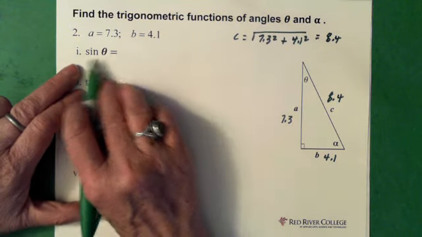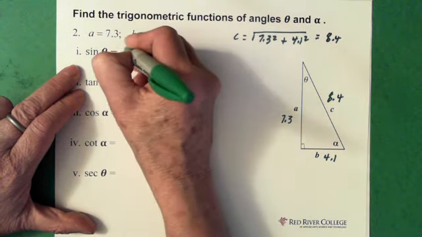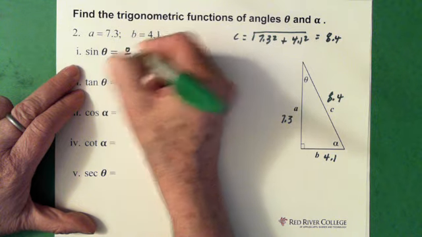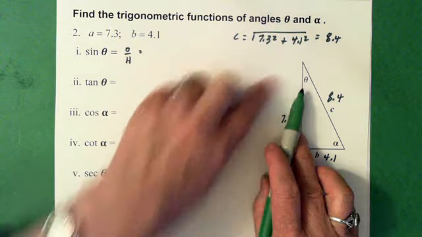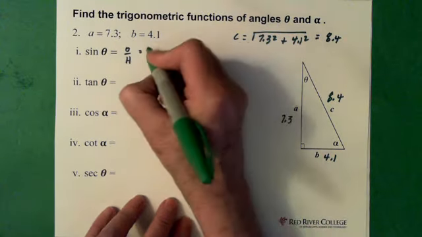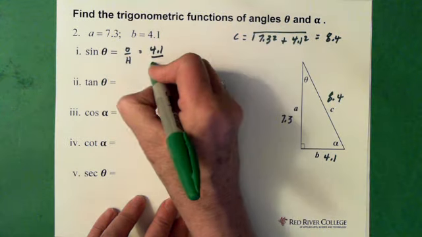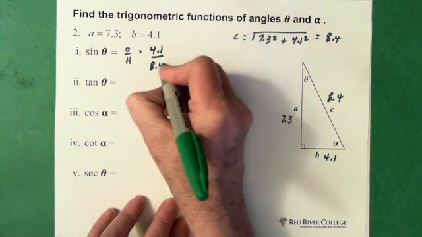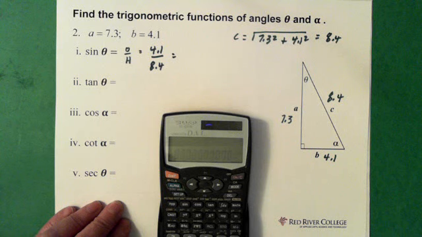So now we want the sine of theta. So the sine of theta is the opposite side over the hypotenuse. So here's theta. So the side that's opposite is the 4.1. So this is the 4.1 then over the hypotenuse, which is 8.4. 4.1 divided by 8.4 equals.